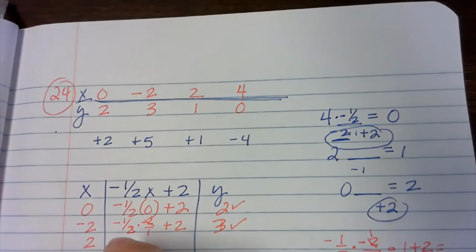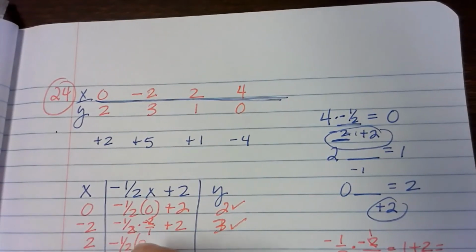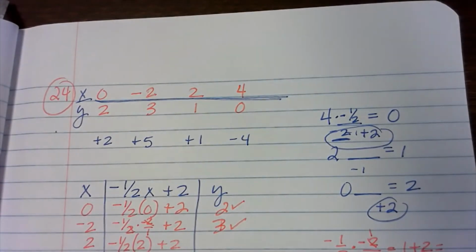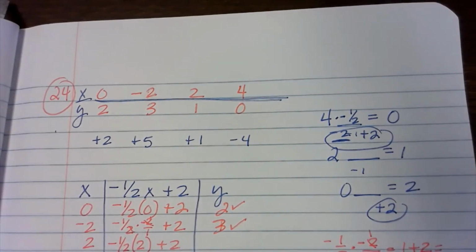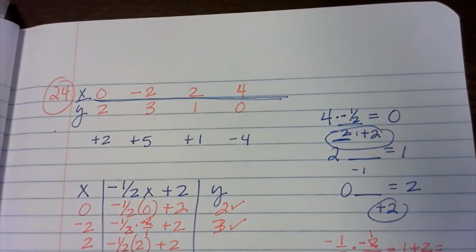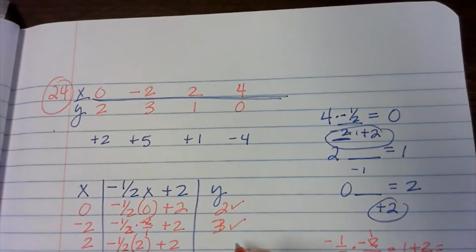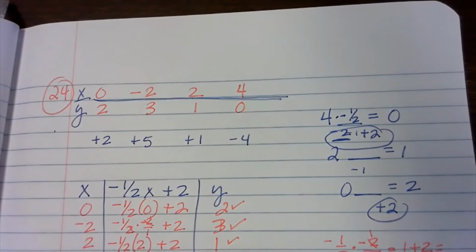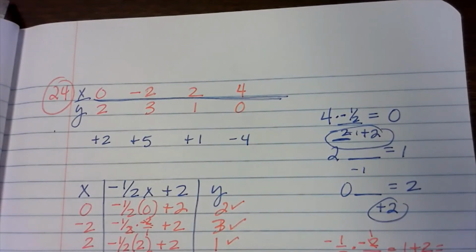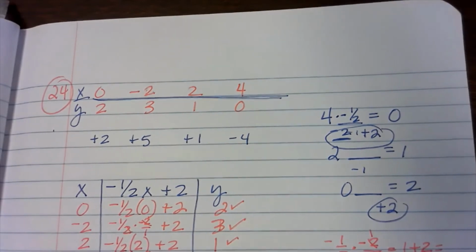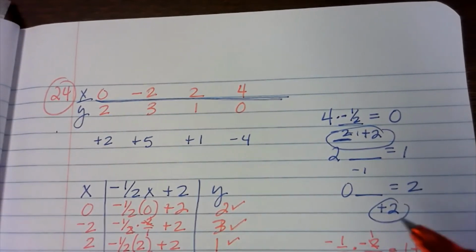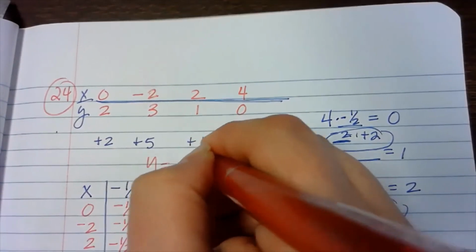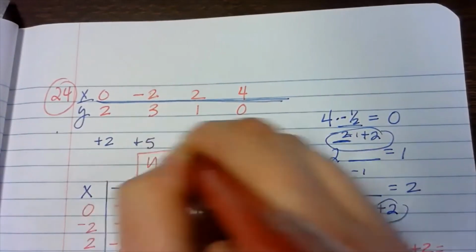I've got a 2, so negative 1/2 times 2 plus 2 would be negative 1/2 times 2 over 1, which is a negative 1, plus 2, which would give me a 1, correct? And for 4, negative 1/2 times 4 plus 2: that would be a negative 2 plus 2, which gives me a 0. Boom. Okay, so my answer is y is equal to negative 1/2 x plus 2.